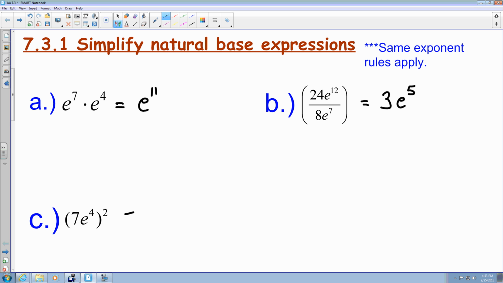For c, you're going to attach the square to both the 7 and your e to the 4th, so this becomes 49 e, and you get to multiply using the power rule. So that's 8.